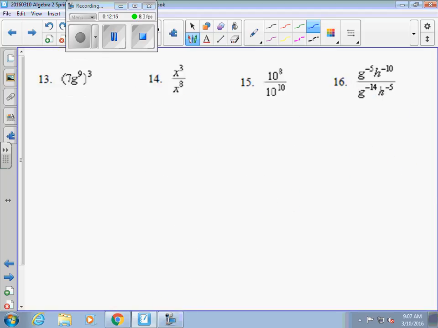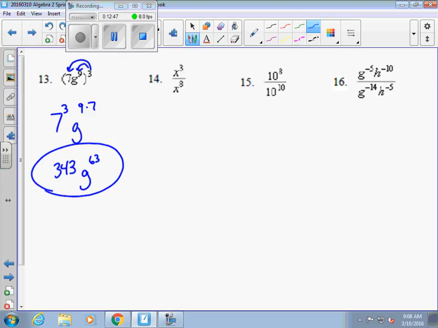Number 13 says 7g to the ninth, all to the third. 7 gets raised to the third. So 7 to the third. And g to the ninth gets raised to the third. Now, when you multiply the same bases, you add the exponents. But in this case, when you raise a power to a power, you multiply the exponents. So we're going to have g to the 9 times 3, which is going to give us g to the 27th. 7 to the third power, we can do that, and we can even cheat on our little chart if we have it. 7 to the third is 343, or simply 7 times itself 3 times.